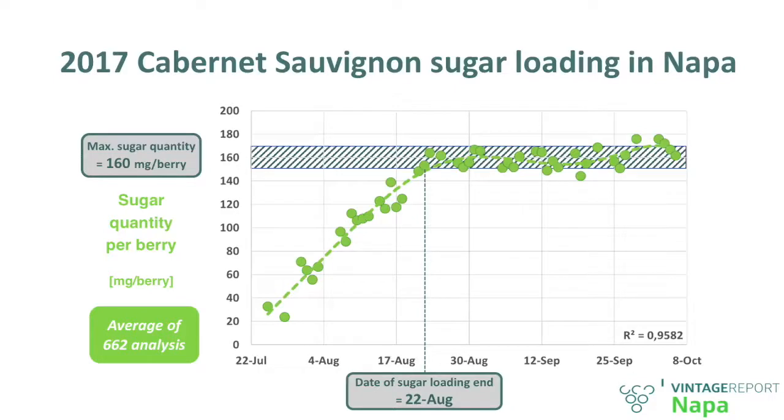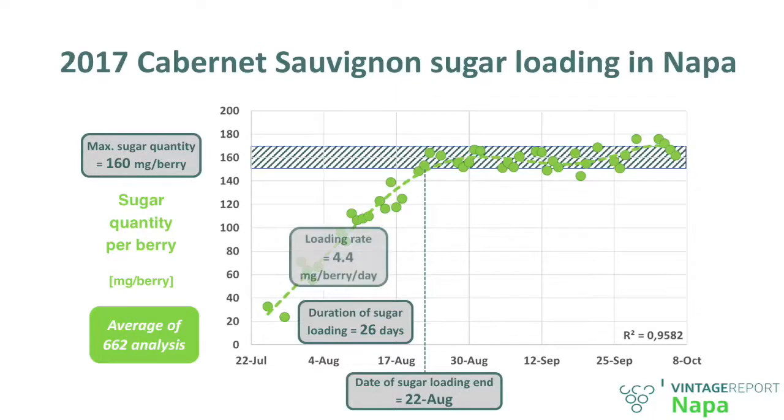It deals with a shorter duration of loading, 26 days. We have said that it's 5 weeks in the classical duration. This vintage, it was about 10 days shorter. Then the speed was pretty good, 4.4 milligrams per berry per day, which is the average for the varietal. So no problem about the rate of loading for the last vintage.